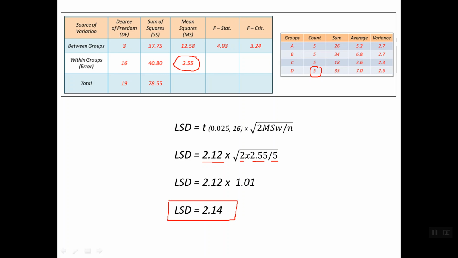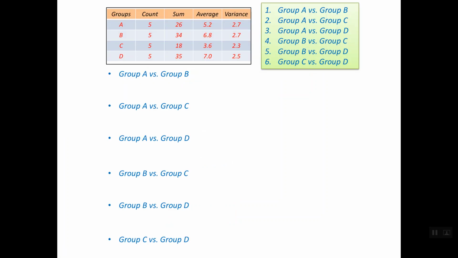So this is the value of the Fisher's least significant difference. And in order to compare, we will compare this value of LSD with the 6 pairs. As we mentioned earlier, we have 6 pairs.